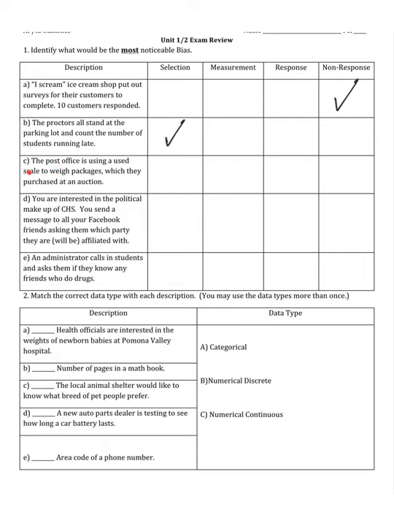The post office is using a used scale to weigh packages which they purchased at an auction. All right, we're definitely going to look at some measurement bias here because that used scale could be off.